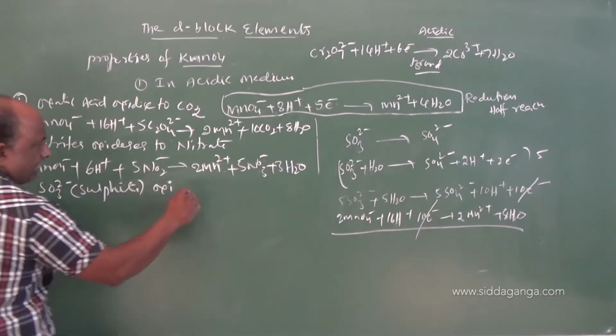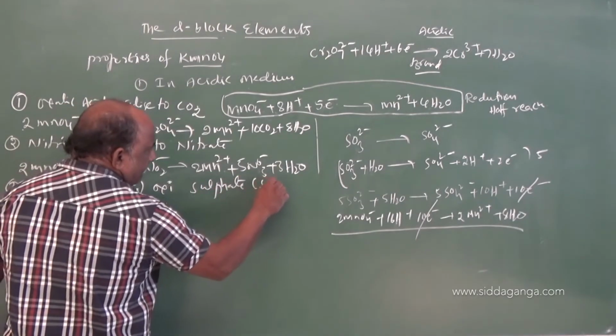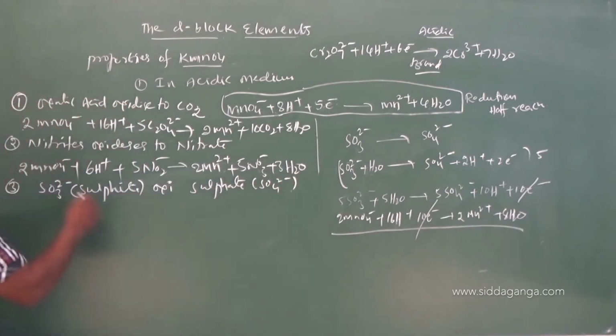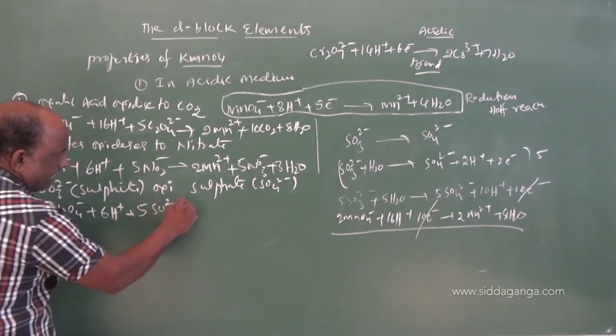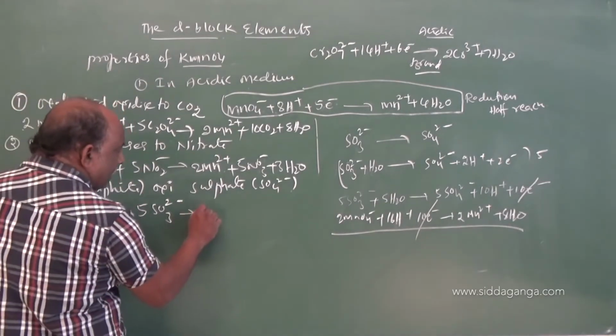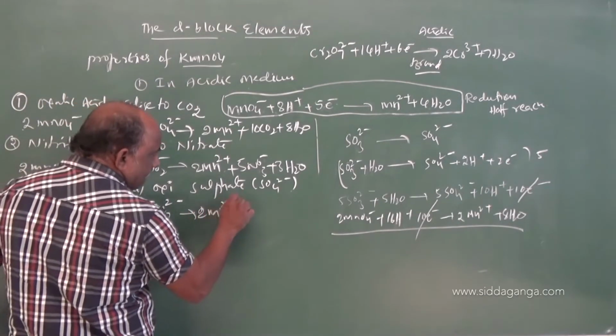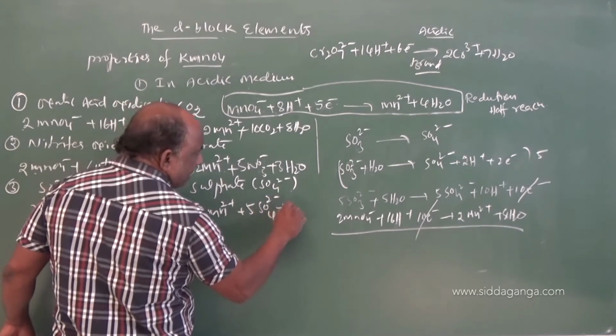So simply, without working it out again, we should write like this: sulfite SO3 2 minus oxidizes to sulfate, SO4 2 minus. What is the equation? Same equation: 2MnO4 minus plus 6H plus plus 5SO3 2 minus gives rise to 2Mn2 plus plus 5SO4 2 minus plus 3H2O.